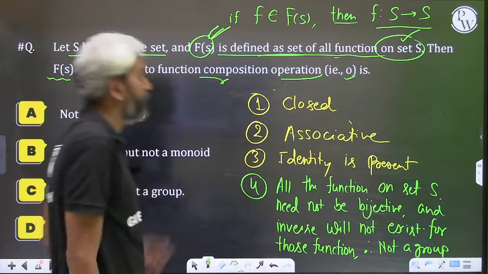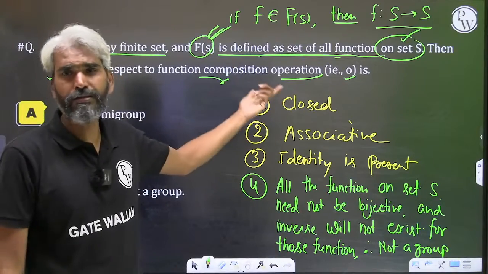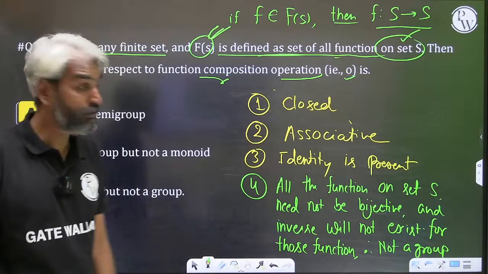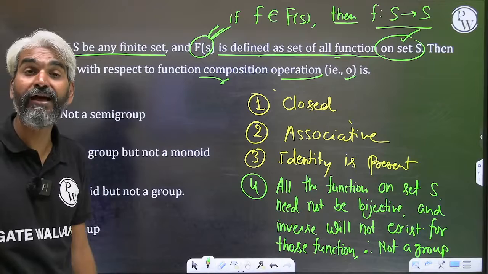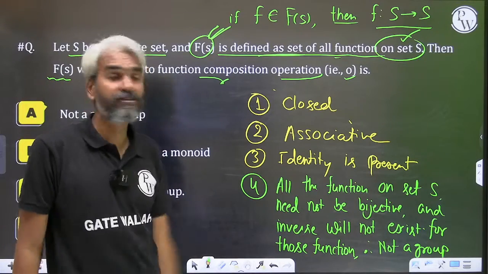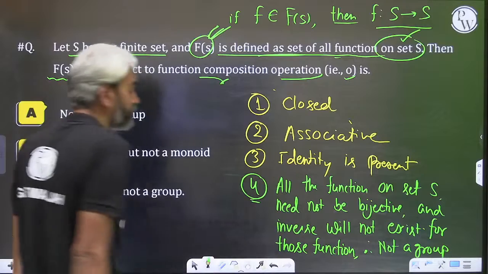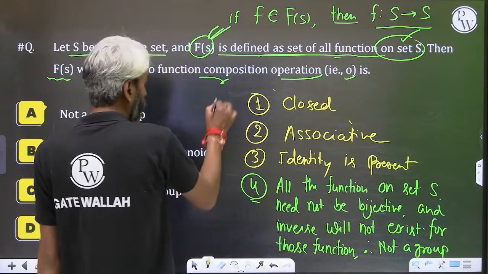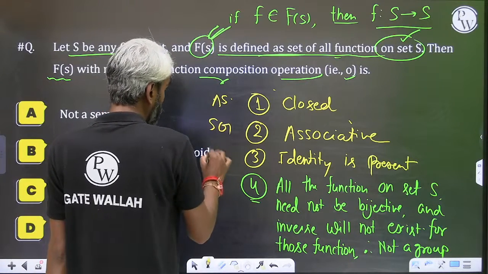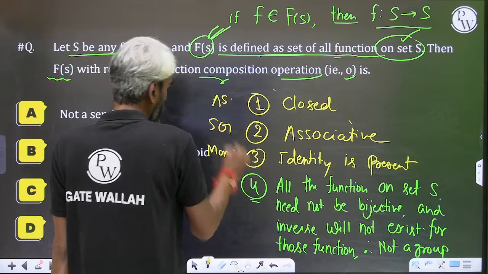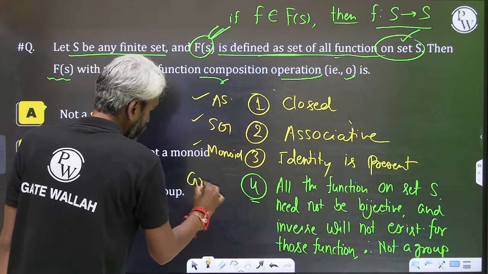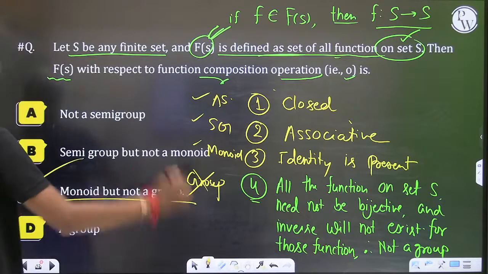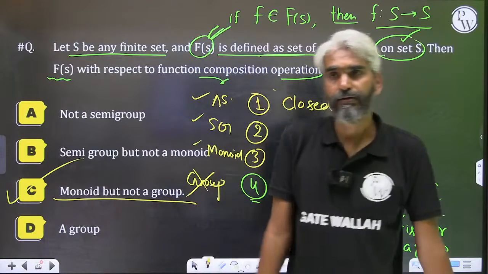Clear? So yes, function composition on the set of all the functions on set S is closed. Function composition is associative. The identity function on set S will behave as the identity element with respect to function composition, but an inverse will not exist for any function which is not bijective. Therefore, again, same story: it is an algebraic structure, a semigroup, a monoid, but not a group, because the inverse does not exist. So again, the same answer: monoid but not a group.